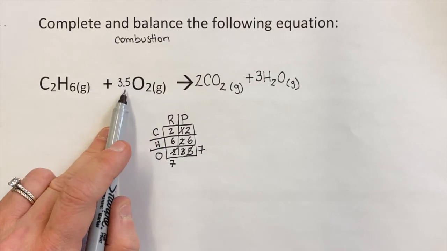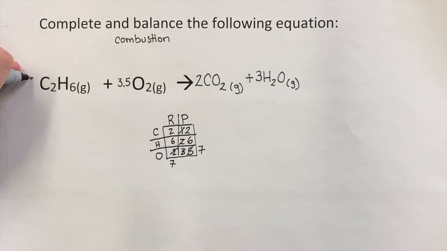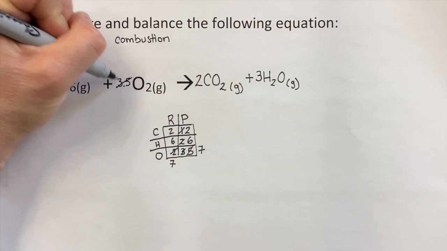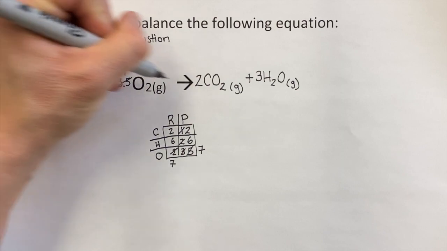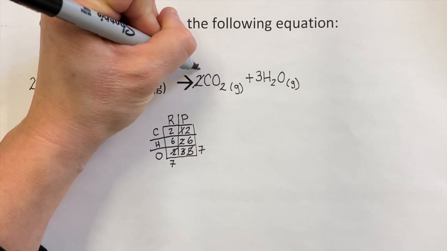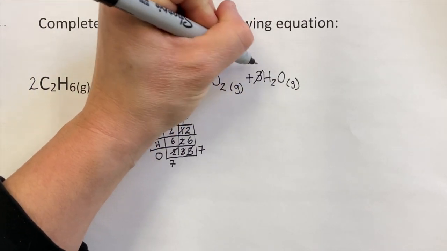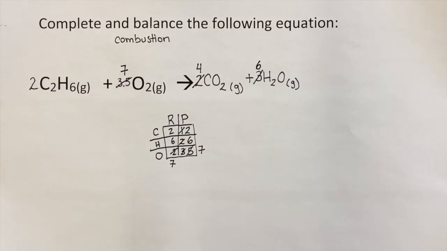In order to get rid of this non-whole number coefficient, we double all the coefficients in our reaction. So this coefficient was a 1, it now becomes a 2. This 3.5 becomes a 7. This 2 becomes a 4. And this 3 becomes a 6. This allows for our reaction to be balanced and all of our coefficients to be whole numbers. This combustion reaction is now complete and balanced.